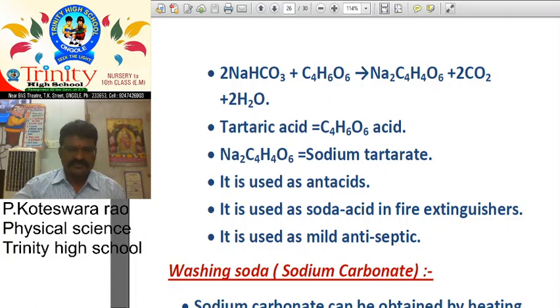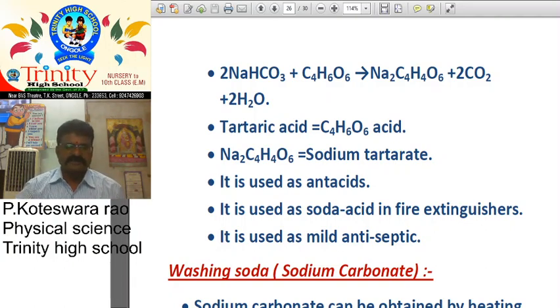What about the second use? It is used as an antacid. We already told it is basic, alkaline in nature. Do you know about antacid? It is nothing but a base. If you are suffering from acidity, what do we take? Antacid tablets. Antacid tablets consist of NaHCO3. Acid plus base gives rise to salt and water. So in that neutralization we take NaHCO3 also. So it is used as an antacid.